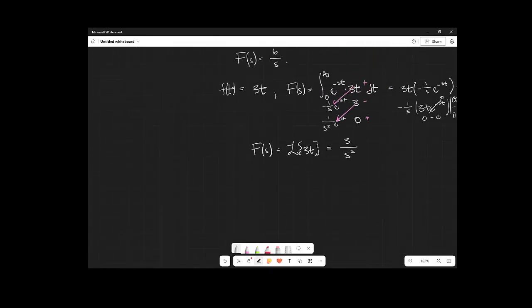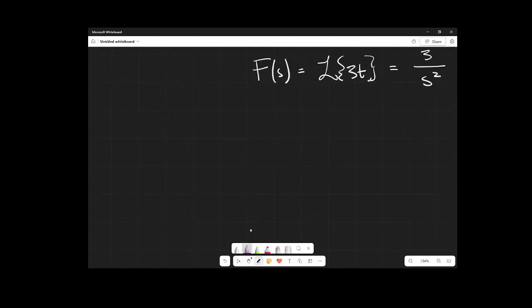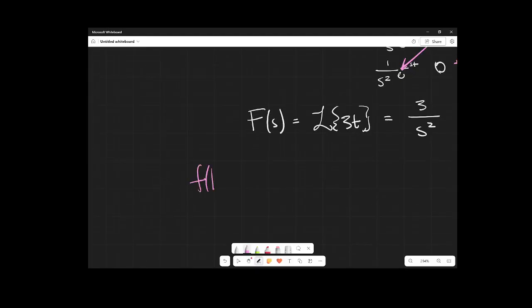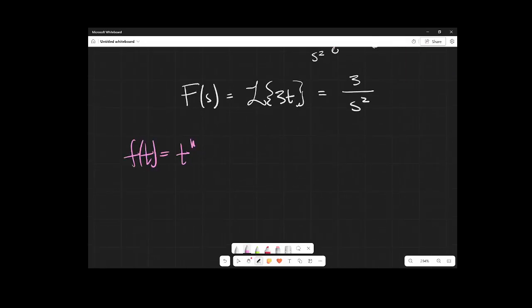This is a really cool one, actually. So let's say f of t equals t to the n. Basically, let's just see what happens if we just go through with this here. I'll keep it in pink so that we know that we're just testing something. I'm just going to plug this directly into the formula.